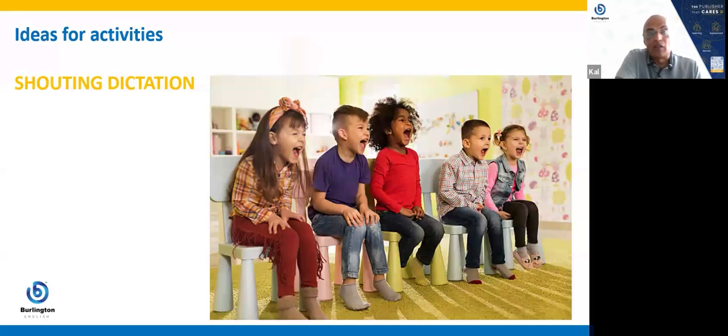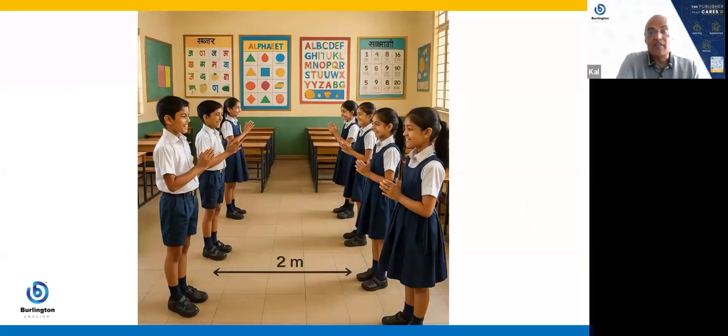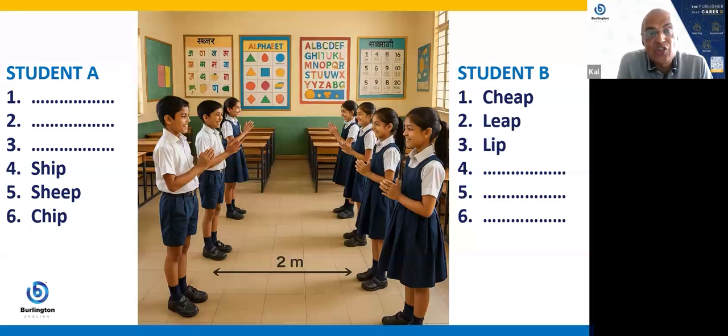Another good thing to do with young learners is a shouting dictation. In this case, you line the students up at least 2 meters apart. Students on the left-hand side, we call them student A, you give them a set of words, and students on the other side, give them another set of words. This is all about looking at the articulators that are visible, things like your lips and the teeth. If they mouth these words instead of saying them, the person opposite has to figure out what that word is.